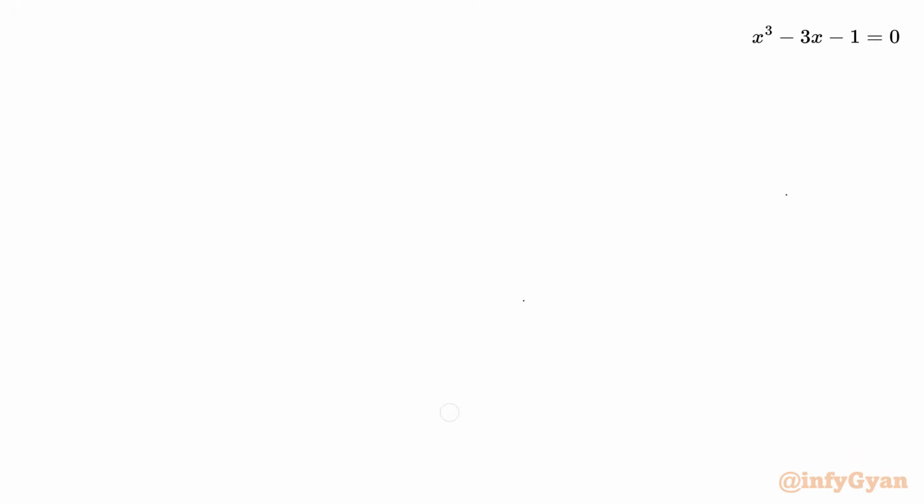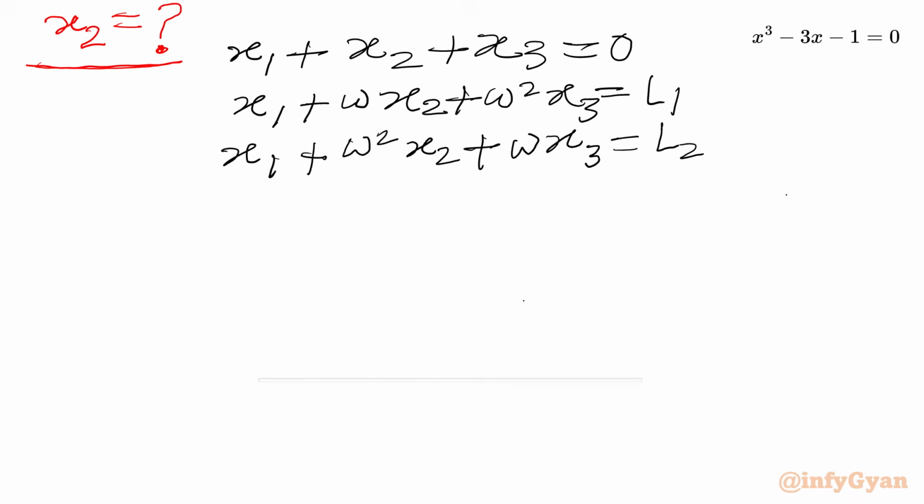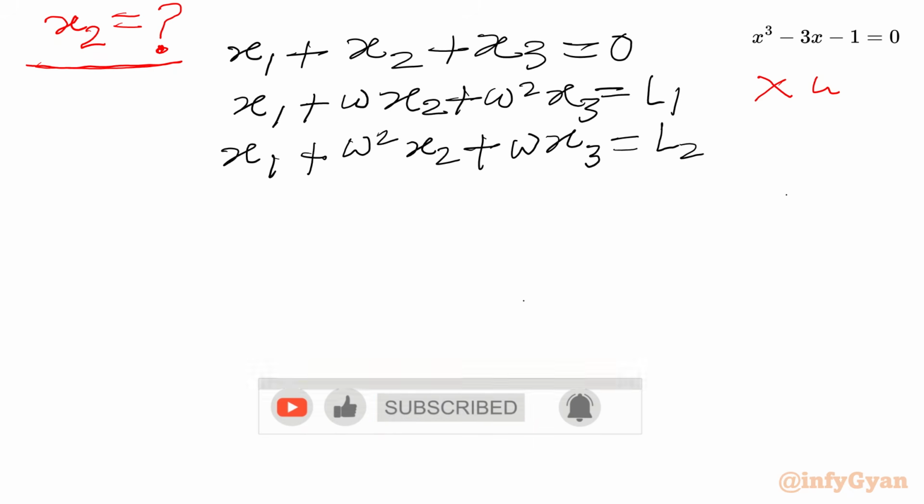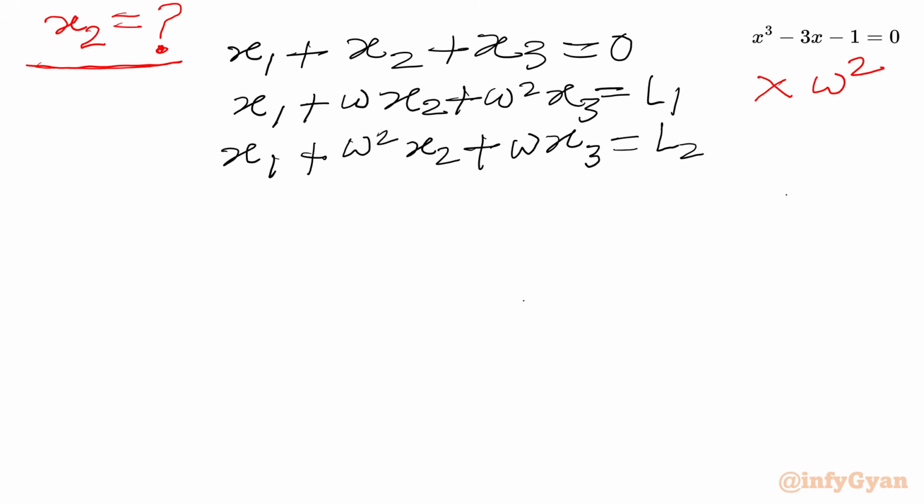So let me write all the three equations over here. To find x2, we need to multiply the L1 equation by omega square. Since omega is here, we will multiply with omega square, so it will become omega cube, that is 1.